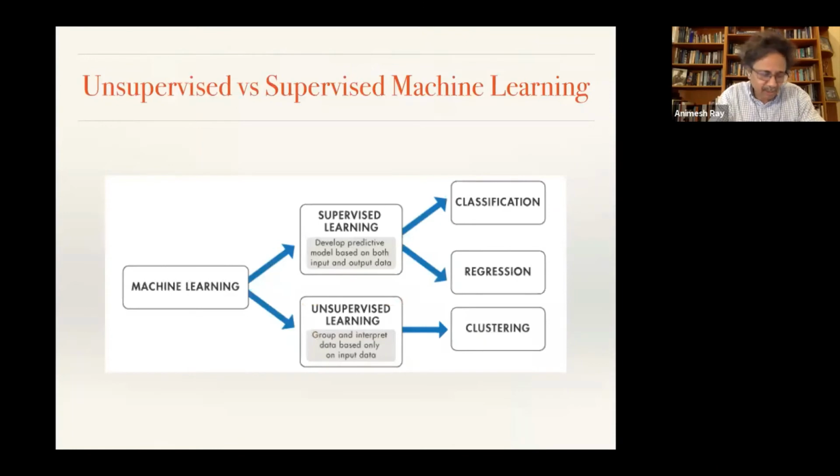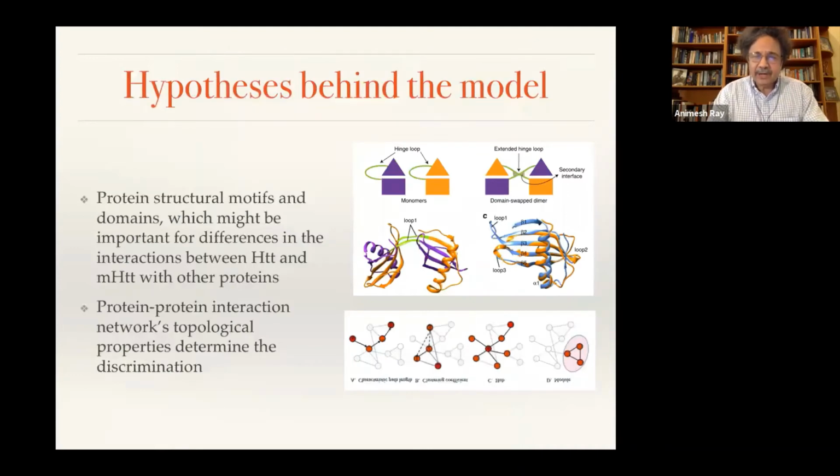So for the next few minutes, we will talk about supervised machine learning. And the hypothesis behind this supervised machine learning model that we used very successfully, again, was the idea that protein-protein interaction would have necessarily something to do with the protein sequence motifs and the protein structural domains that enable the specific protein-protein contacts, structural determinants.